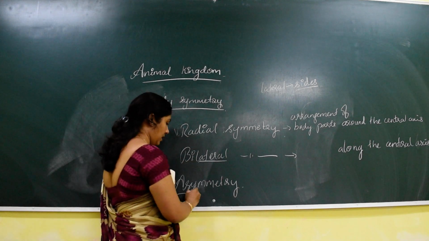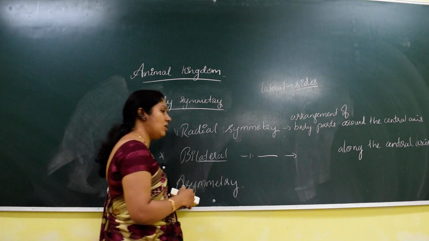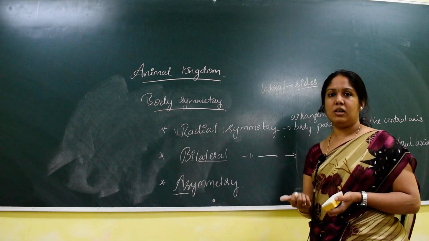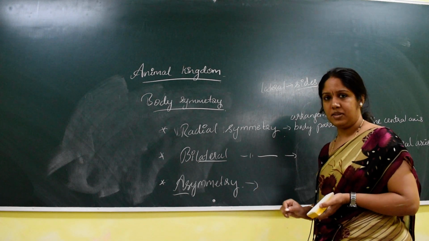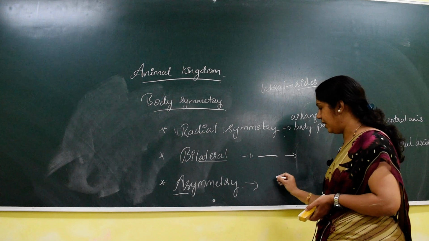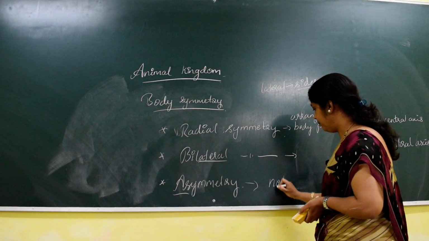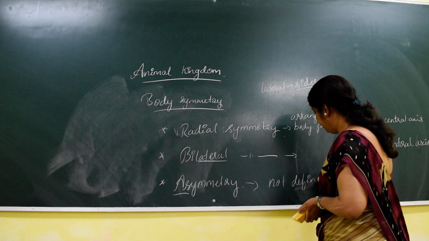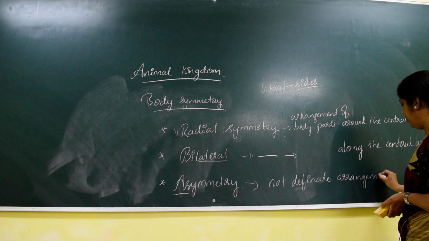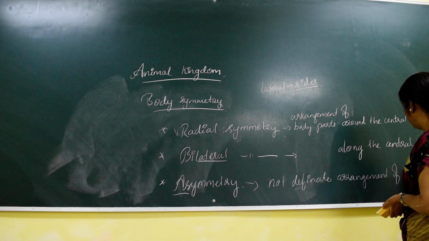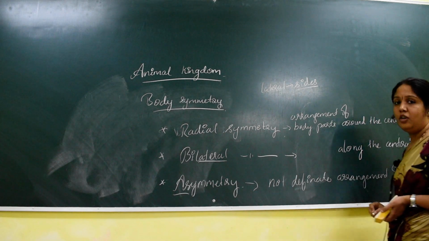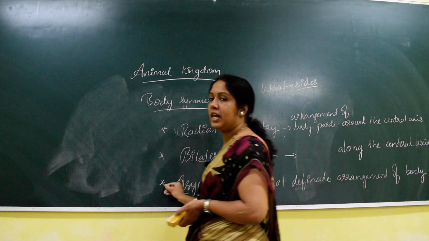Now what is asymmetry? A refers to absent. So here there is no definite symmetry, or the body parts are not arranged in a particular way. So it is called asymmetry as the symmetry here is absent, or also you can say the body parts are not definitely arranged. There is no definite arrangement of body parts in case of asymmetry type.